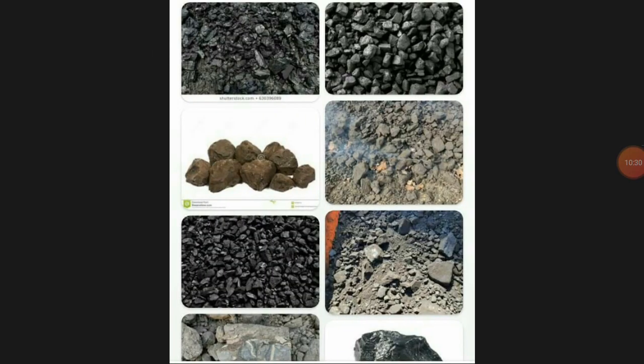Next, we'll go for the bauxite. It's a source of a metal. We can find it in Andhra Pradesh, Odisha, and the east coast.